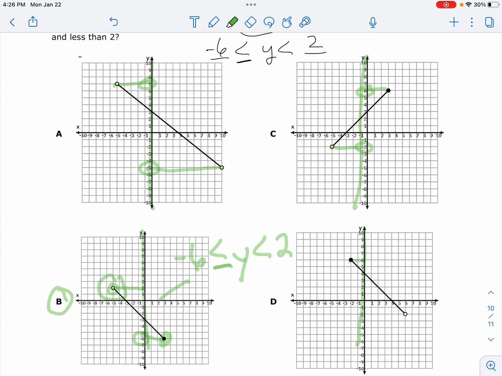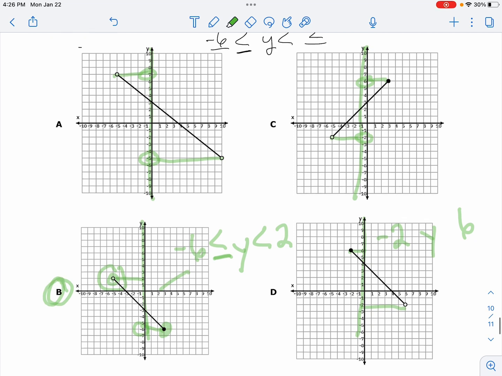I have a 6 and a -2. So that would be -2 y 6. Nope, that one's, the numbers are wrong. They've got the signs flipped again. So B is the correct answer.